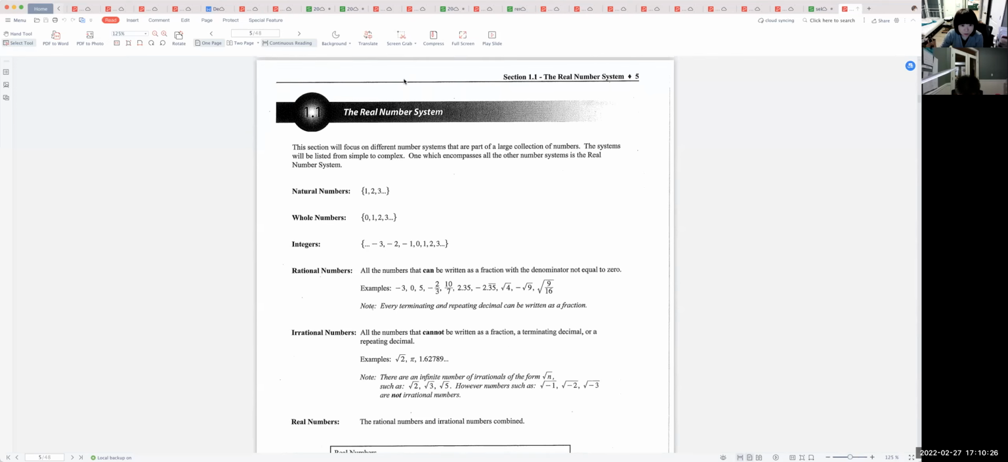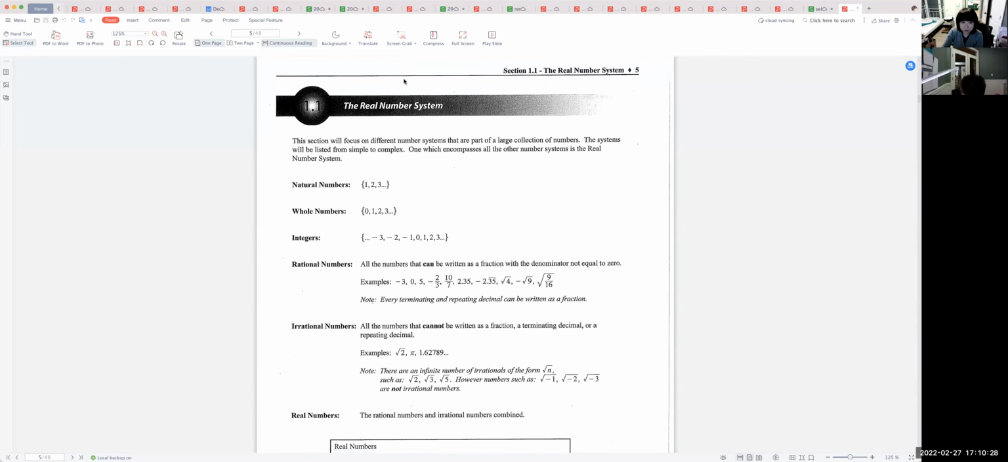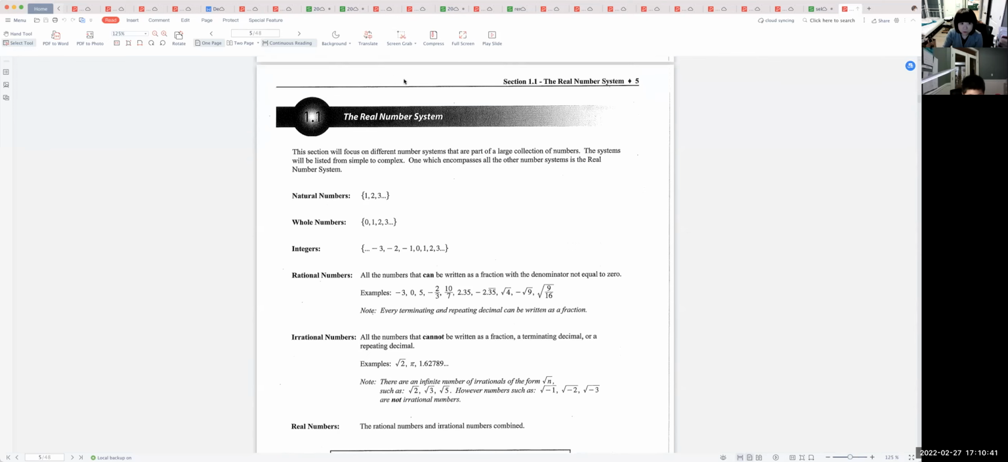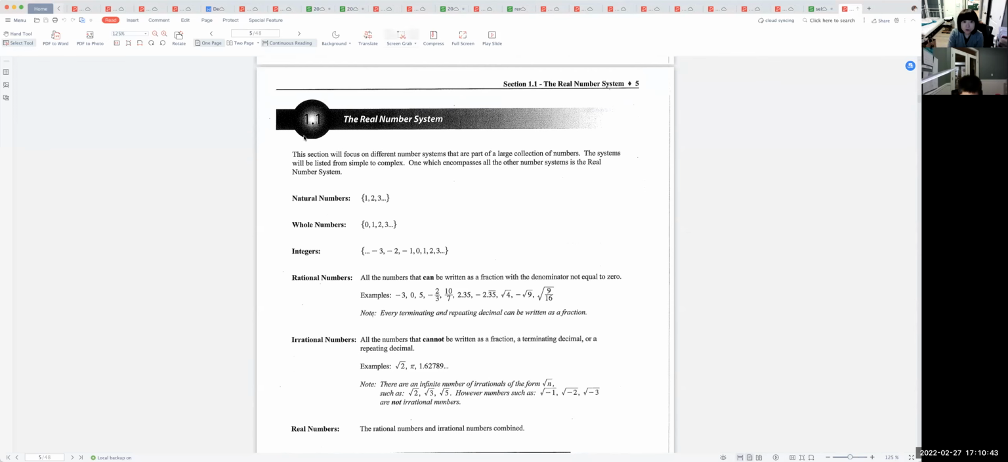And I just want you to know that we have been learning natural number, whole number, integer, rational number, irrational number, and real number. So of course, real number is the biggest category, right? So let's just take a look at this one. So what is natural number including?